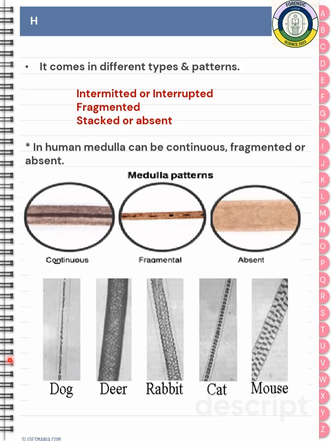Different species of animals show different patterns of the medulla. This pattern of the medulla is seen in dog hair, this type of medulla is seen in deer hair, and this is the pattern of the medulla in rabbit hair. This is the pattern in cat hair, and this is found in mouse hair.